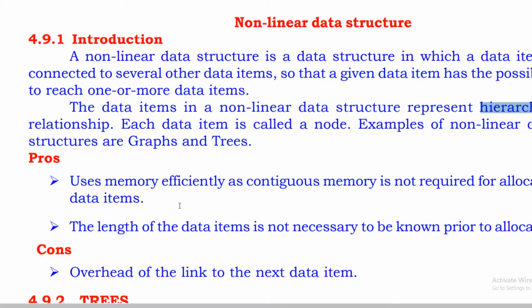There are some advantages of nonlinear data structures. They use memory efficiently, as contiguous memory is not required for allocating data items. Whenever we talk about a linear data structure, it becomes necessary to represent it continuously. The memory should be continuous, so we need consecutive memory locations. As a result, there are some spaces in between that we cannot use. But a nonlinear data structure does not need a contiguous memory location. Therefore, the memory can be used more efficiently.